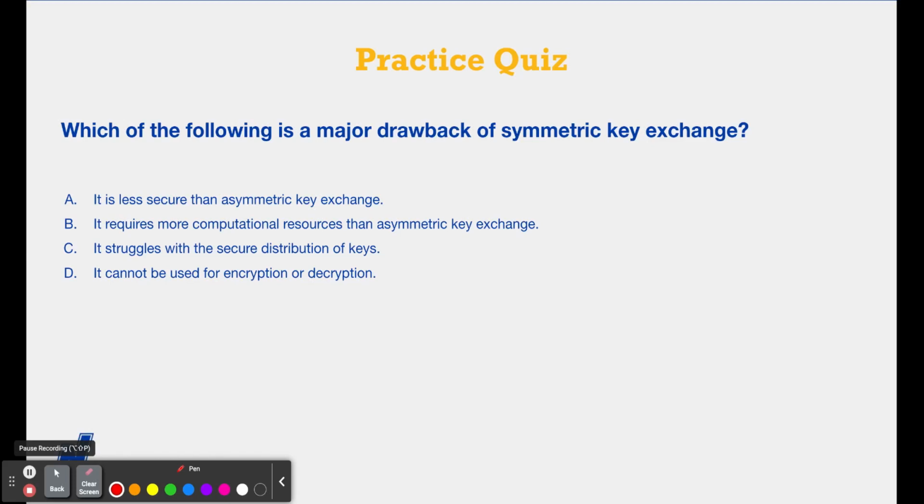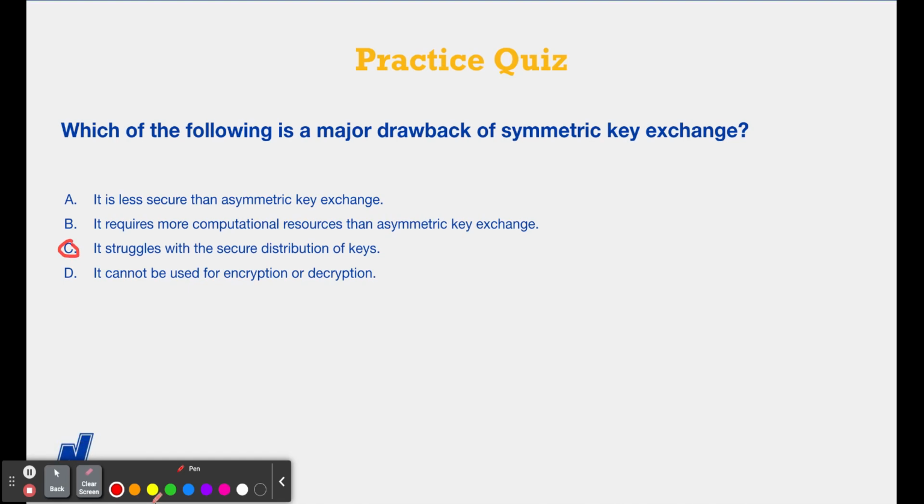The major drawback of symmetric key exchanges is the difficulty in securely distributing keys. So the answer would be C. Let me circle it over here for anybody watching.